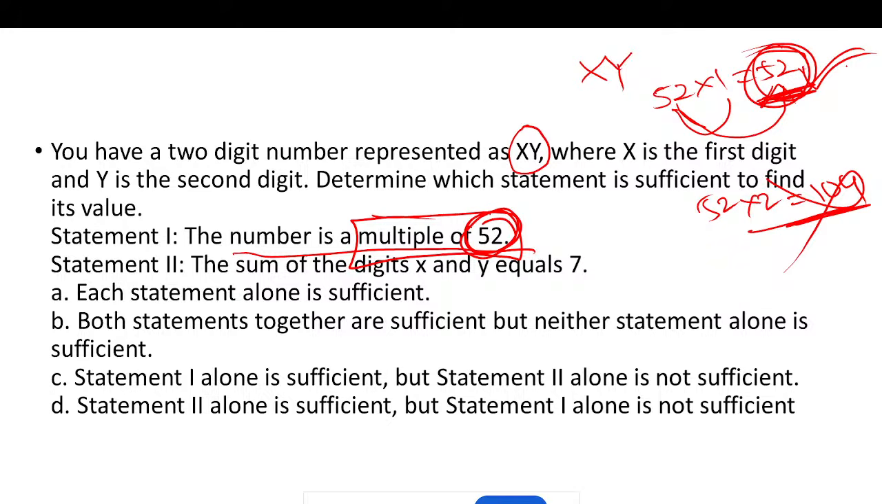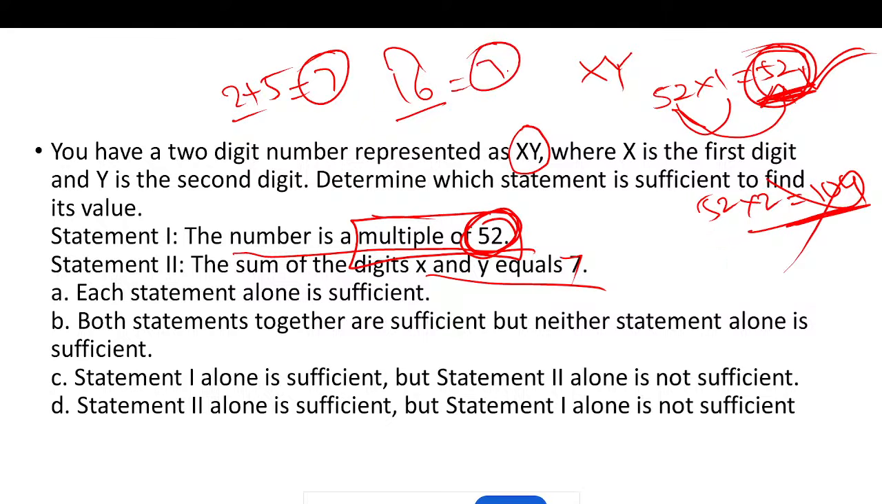Next one: the sum of the digits X and Y is equal to 7. Okay, many digits are possible. Suppose 2 and 5, the sum of the digits is equal to 7. But can we know what that number is exactly? Suppose 16 is also a two-digit number. Its sum is equal to 7. Can we say the two-digit number? No. Statement 1 alone is sufficient to get the answer. They are simply asking what the two-digit number is. By using the first statement we are able to find it, but by using the second statement we are not able to.